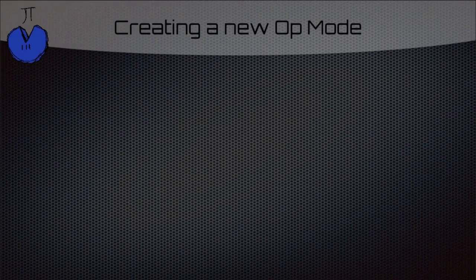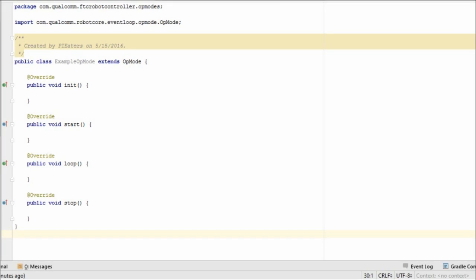So now I'll show you how to create a new OpMode. Remember from earlier that an OpMode is a set of code to give your robot certain behaviors to do what you want it to. Let's look at an example OpMode that I've made. So here's an OpMode I've made. It actually currently won't do anything, but it is a good teaching device.